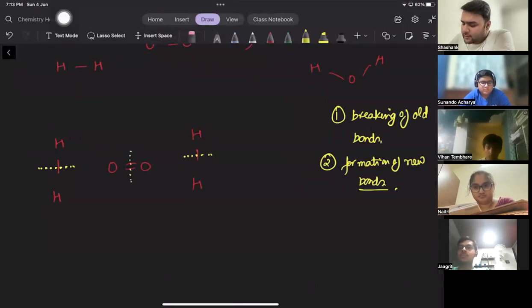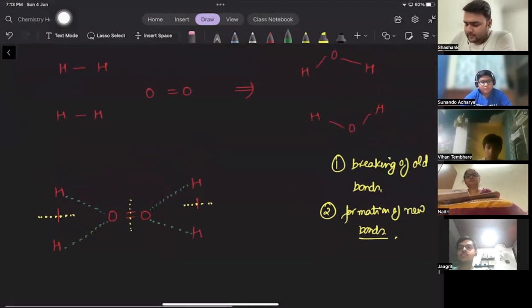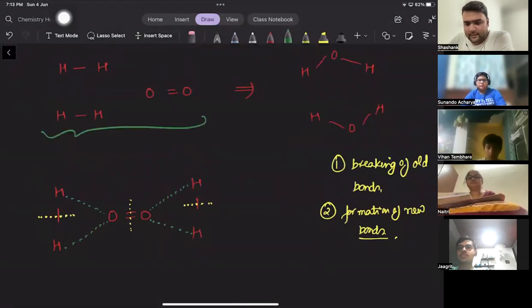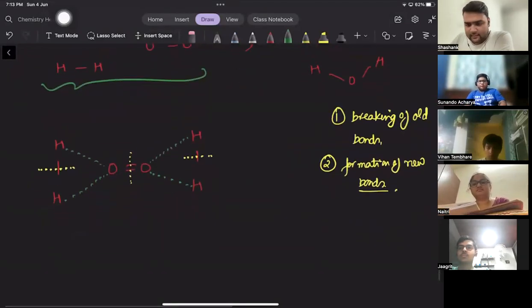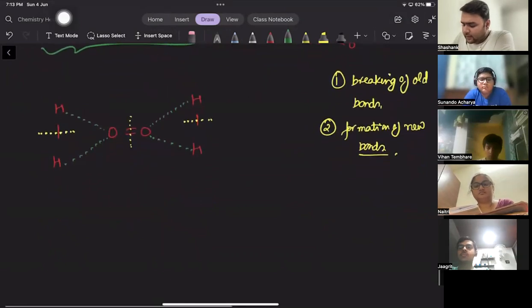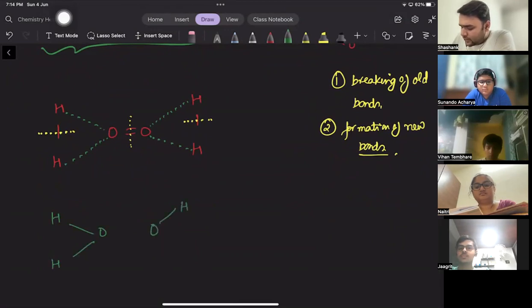And let's talk about what is being formed. So there will be this O-H which will be formed, this O-H which will be formed, and this O-H which will be formed, and this O-H which will be formed. Right? Now, we started with this thing, and we are here. And finally, what will we have? We will have H, O, H, O, H, H. Do you follow?